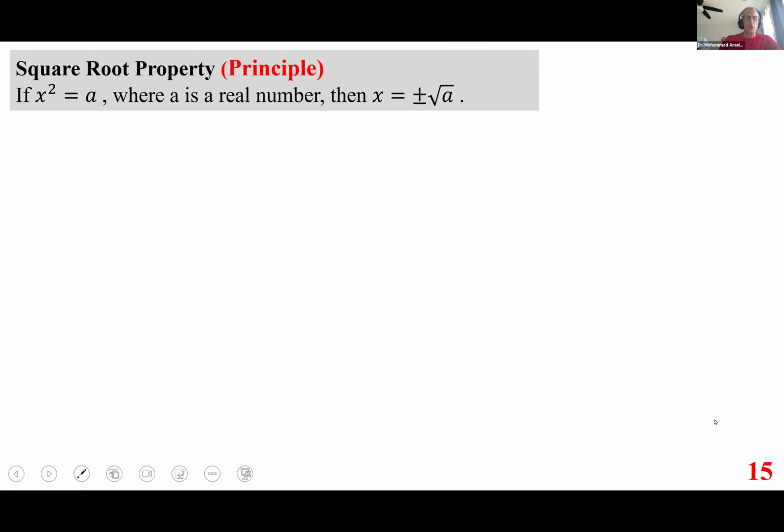So, square root property. According to this principle, if x squared equals a, where a is a real number, x is plus or minus the square root of a. Simple example: x squared is 49, x is plus or minus 7.